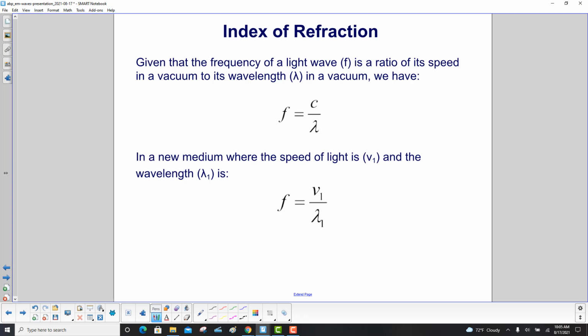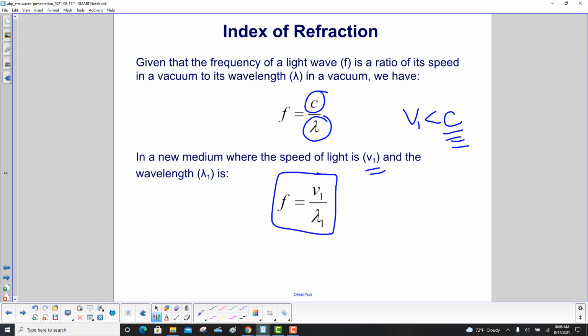Given that the frequency of a light wave is a ratio of its speed in a vacuum to its wavelength in a vacuum, we have frequency is c over lambda. In a new medium, where the speed of light is v1, which of course has to be less than the speed of light in a vacuum, right? This is the maximum speed anything can move. And the wavelength lambda 1 would be this. Frequency is v1 over lambda 1.